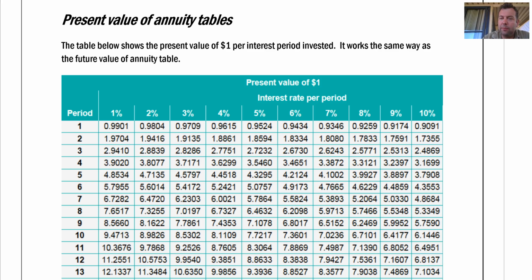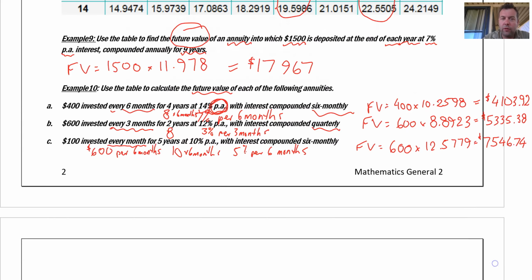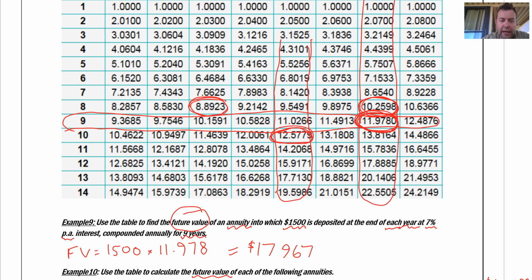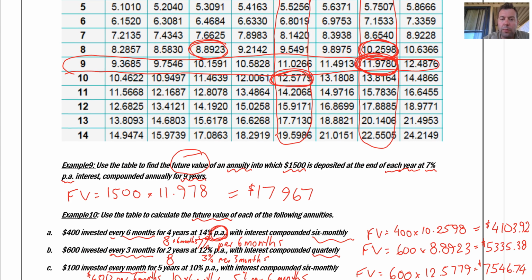If we can scroll back to that first example that we looked at, where we put $1,500 every year into an account earning 7% per annum, compounding annually for 9 years, and I end up with $17,967. The future value of that annuity is about $18,000.